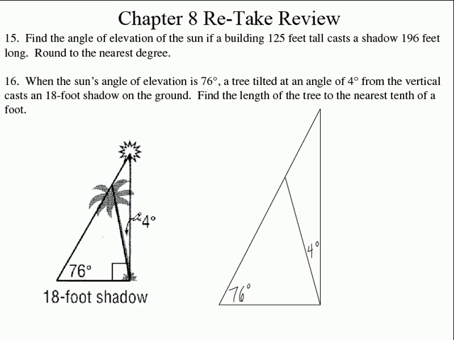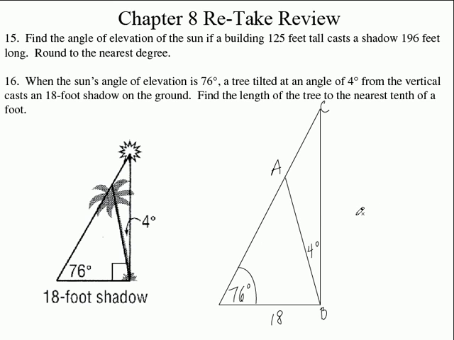Now they showed you all that stuff on here anyway. Cast an 18-foot shadow. Again, the shadow goes along the ground, so that's 18 feet. Find the length of the tree to the nearest tenth of a foot. So what we want to do is find this distance. Let's just call it AB. Is that all right? So we're going to try to find that distance AB. Well, what do you think? Where would we go from here?